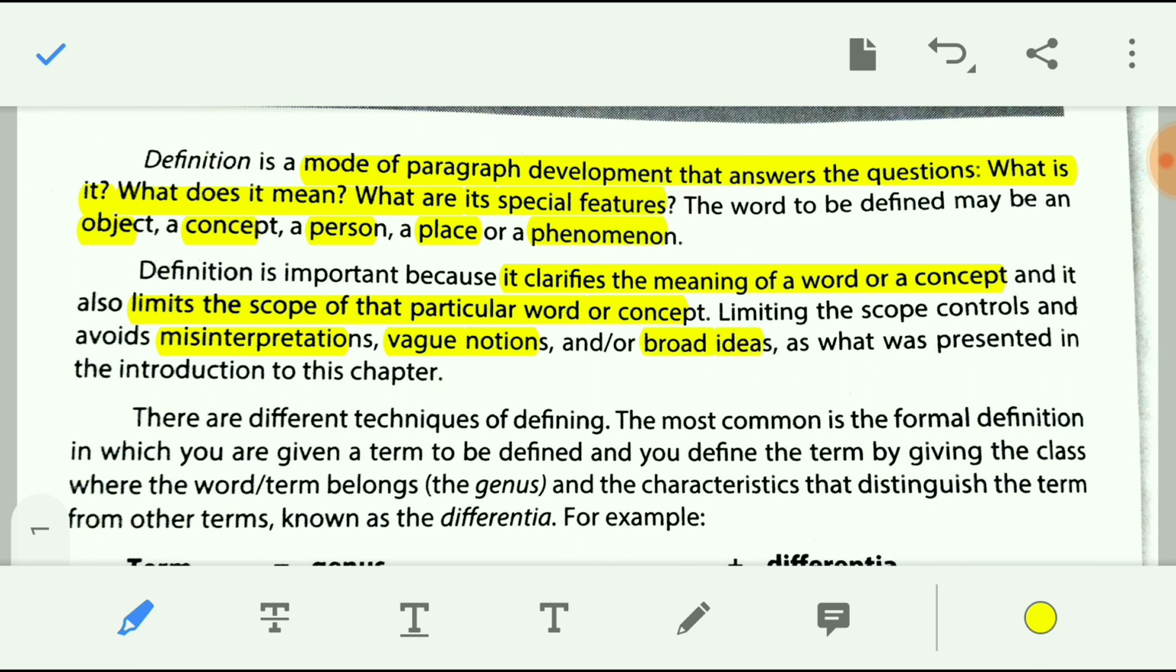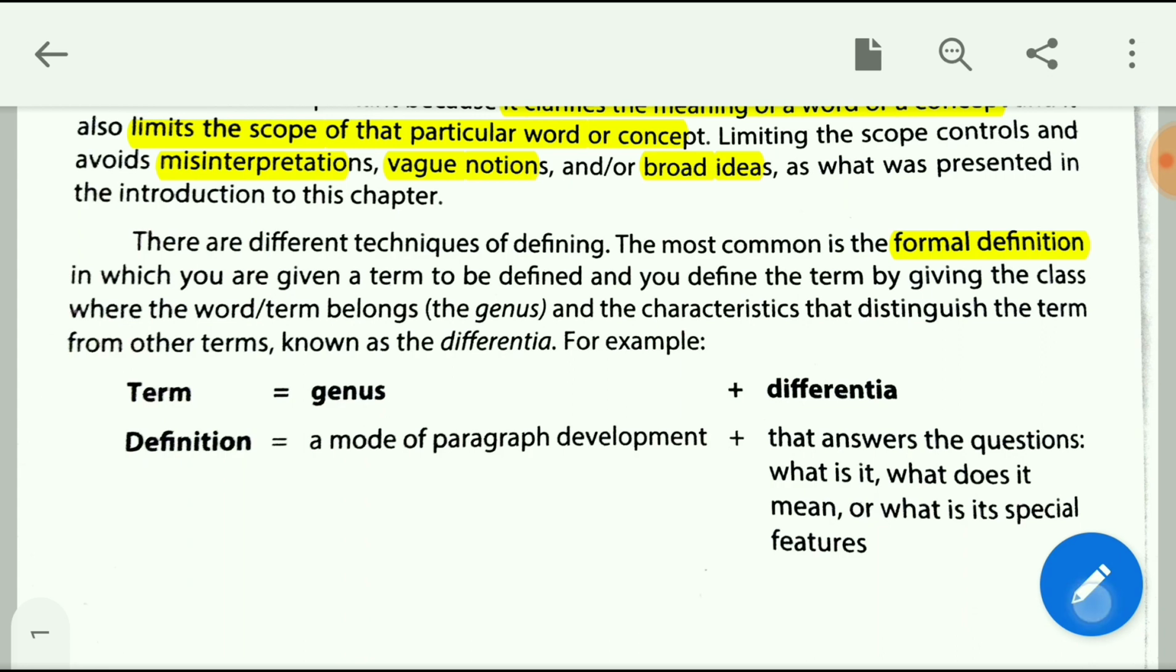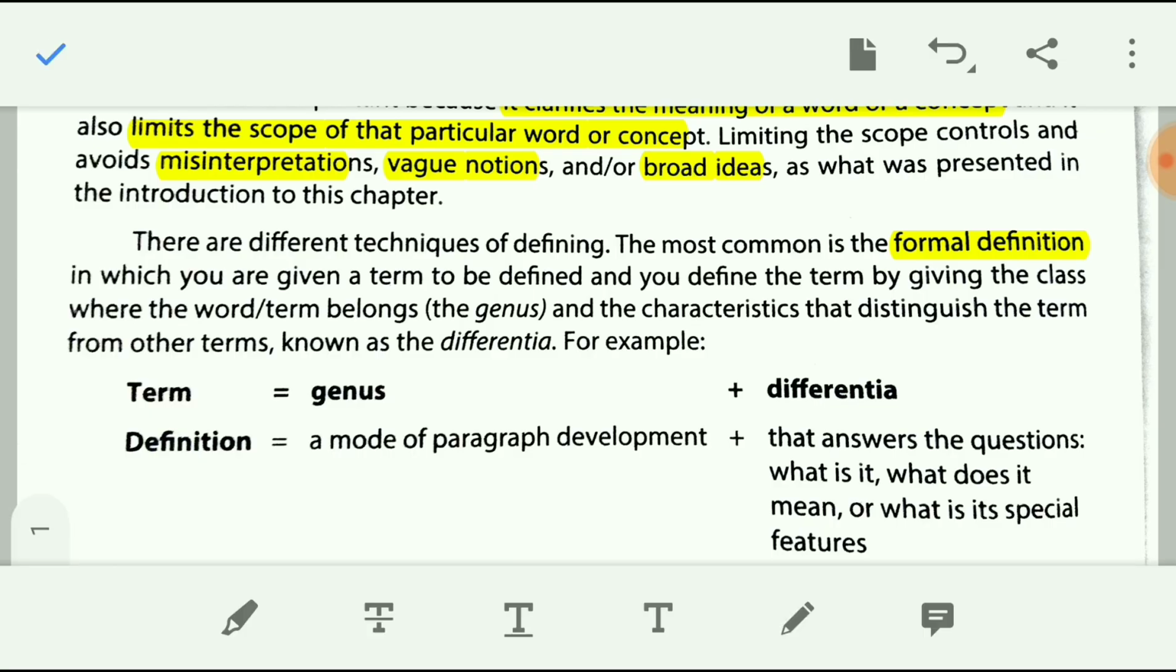And this time, there are different techniques of defining that I would like you to learn. The most common is what we call the definition by classification. The most common formal definition that you might have learned back in grade 10. This is an example of it. Kindly take a look at the example. You have the term, the genus, and the differentia. All these three are the parts of a formal definition, particularly definition by classification.